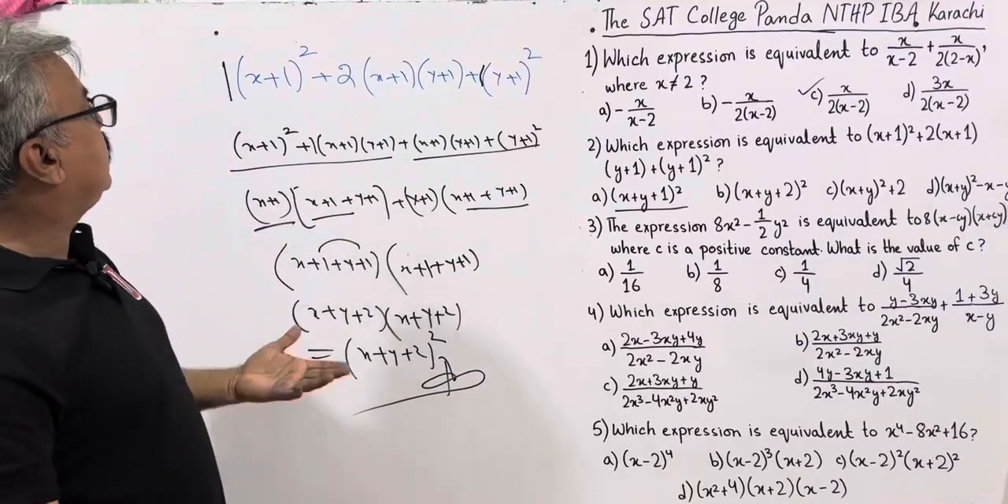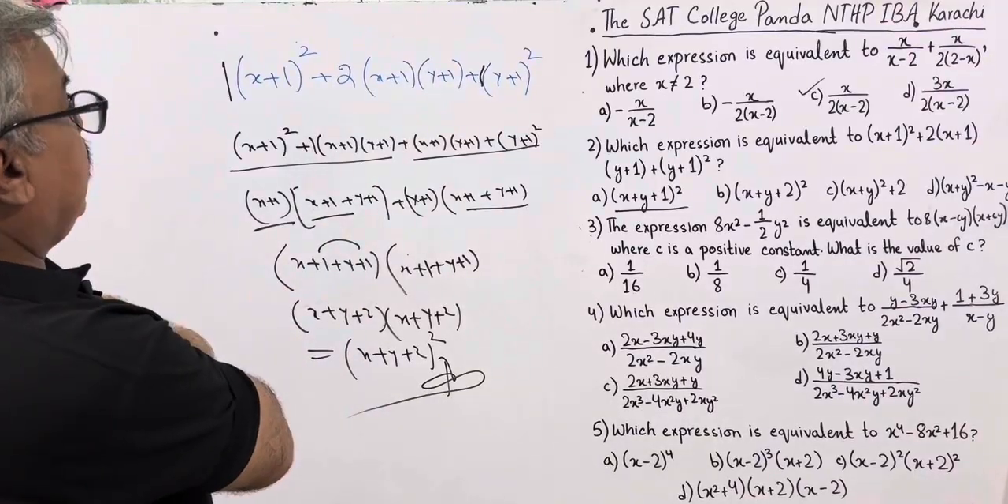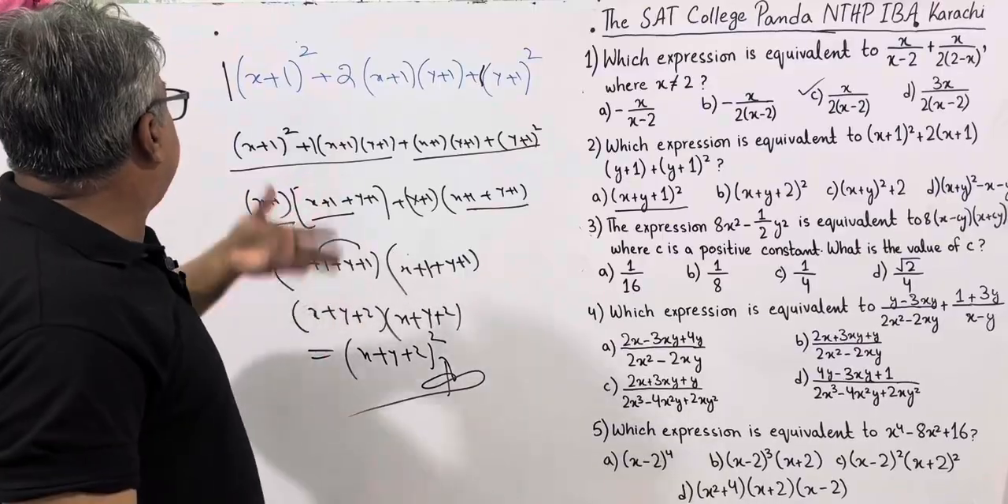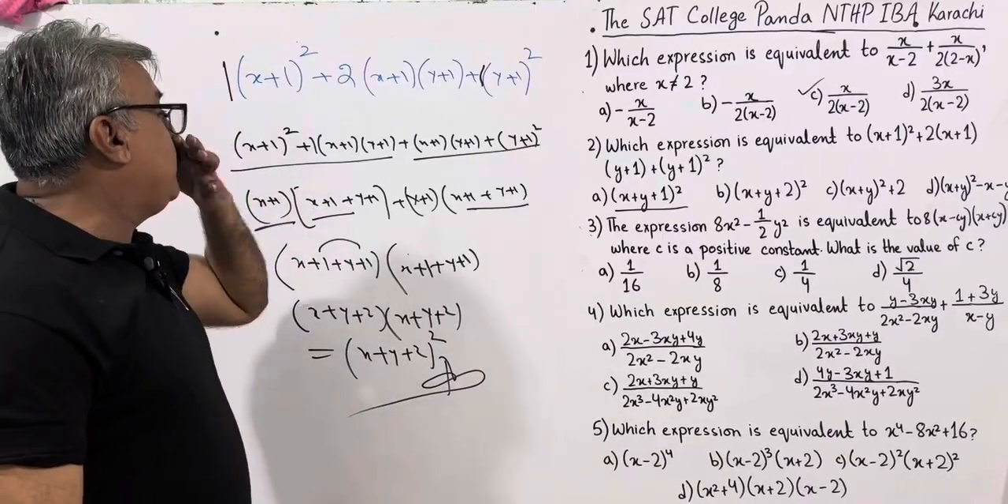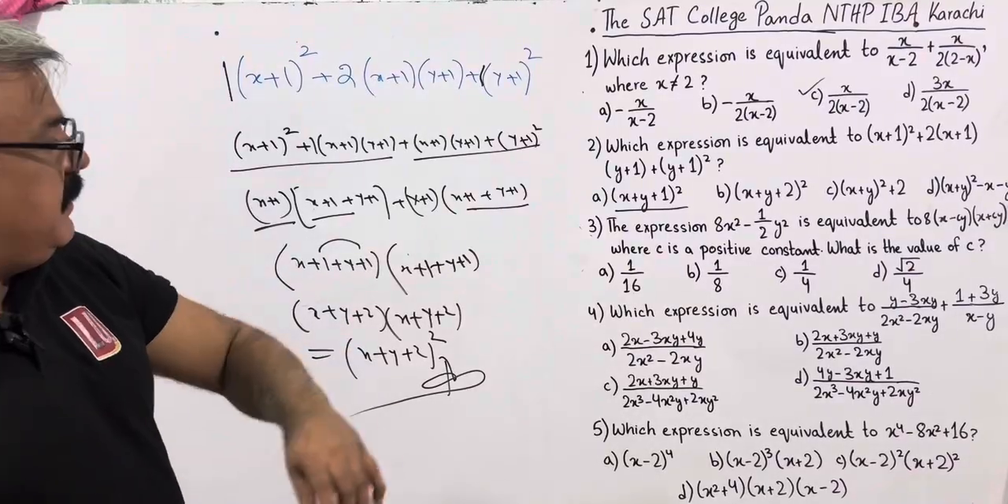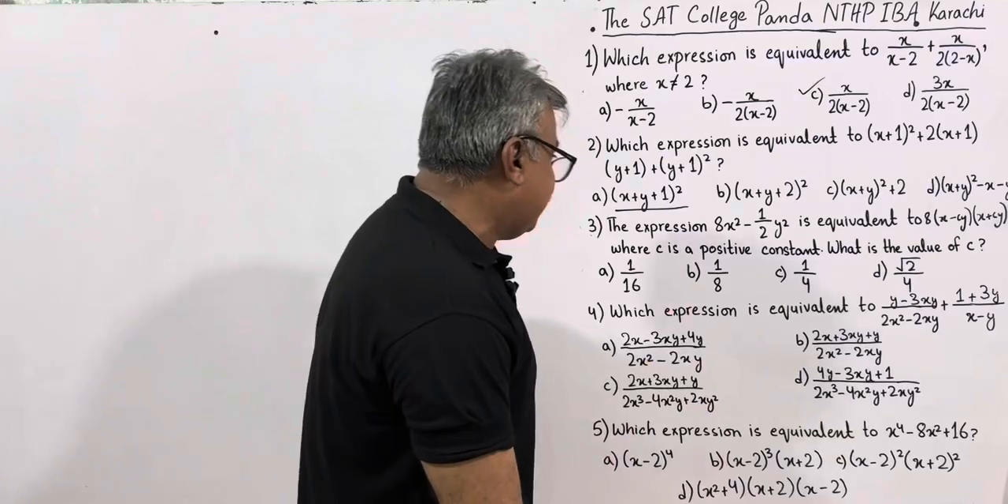It's up to you. Take either path, middle term breakup, or if you are in a position to go direct, it is the formula of perfect square a plus b whole square. Just a has been replaced by x plus 1 and b has been replaced by y plus 1. It's up to your ability. Moving towards the next question, a wonderful question again based on LCM.